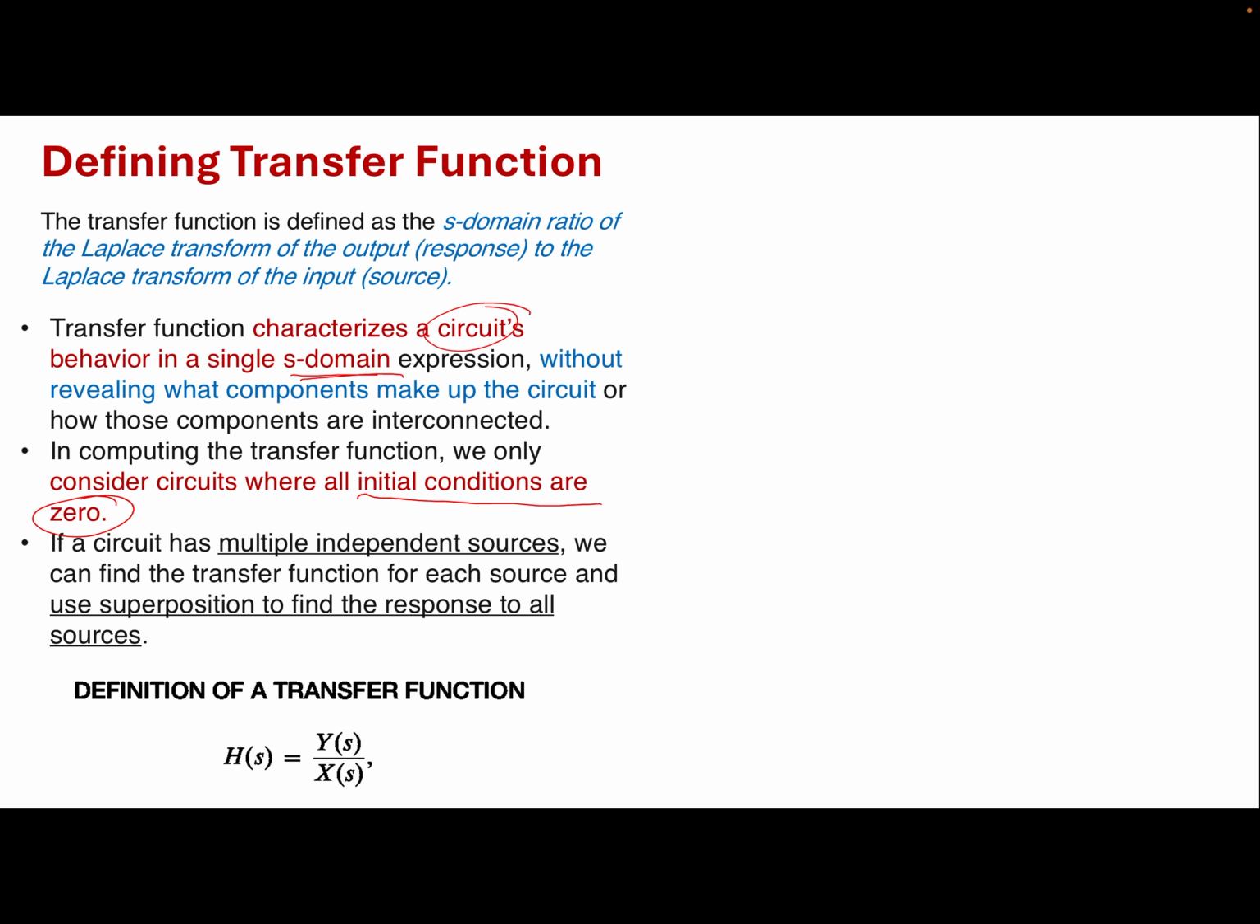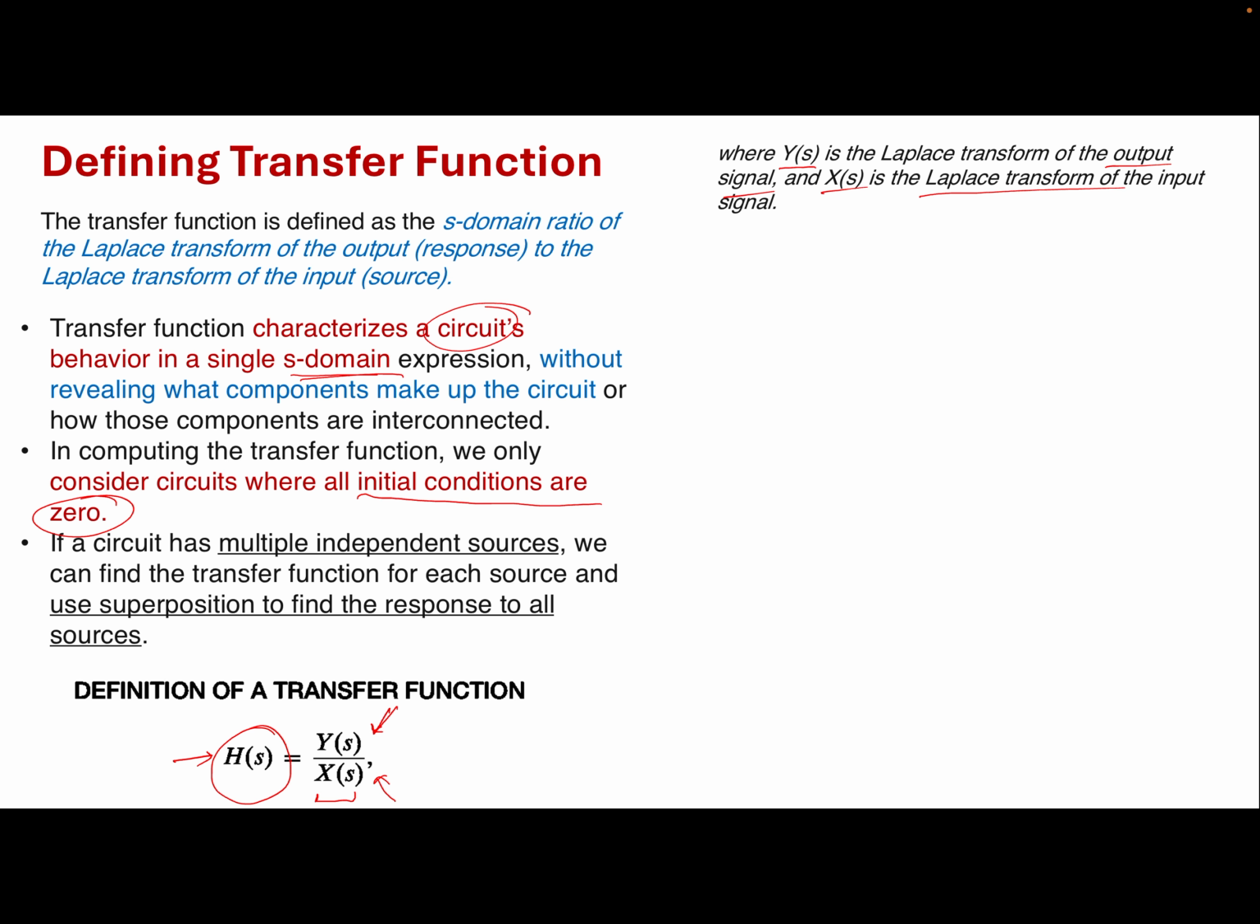So here's a definition for transfer function. We write transfer function as H(s), which is a ratio of Y(s) and X(s). X(s) is the input in the S domain, and Y(s) is the output in the S domain. So again, Y(s) is the Laplace transform of the output signal, and X(s) is the Laplace transform of the input signal.